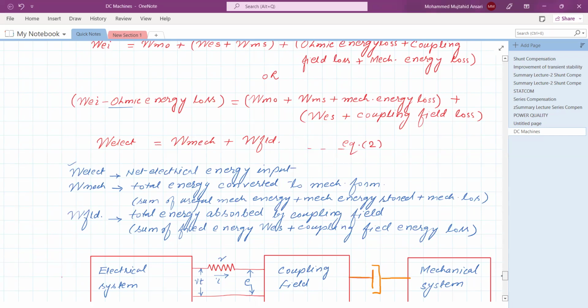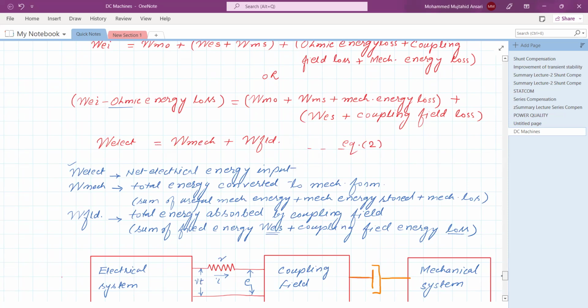It is the net mechanical power converted from the electrical input. Whatever electrical input you are giving, including the electrical losses, is equal to the mechanical output, and that mechanical output is the gross mechanical output. Similarly, the gross energy absorbed by the coupling field, what is that coupling field? It is the sum of field energy W electrical stored and coupling field energy losses. So total losses are there. We can represent the system with the help of this block diagram.